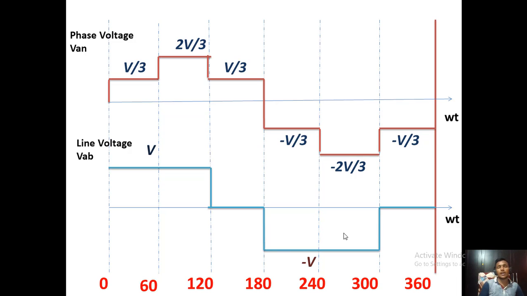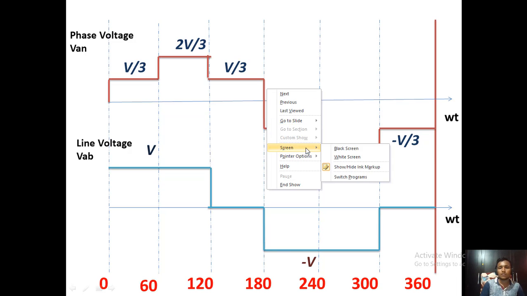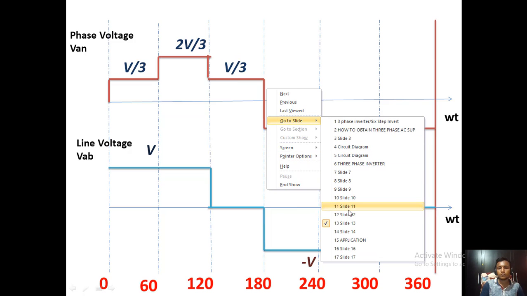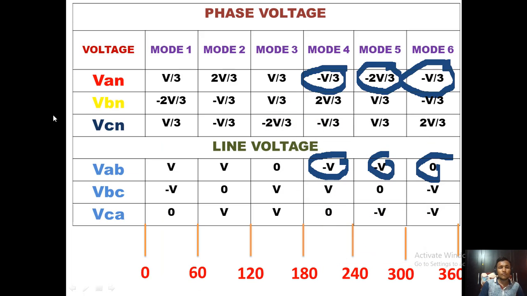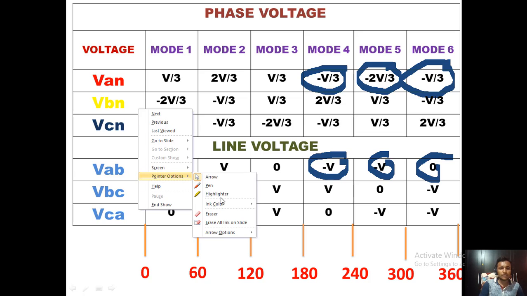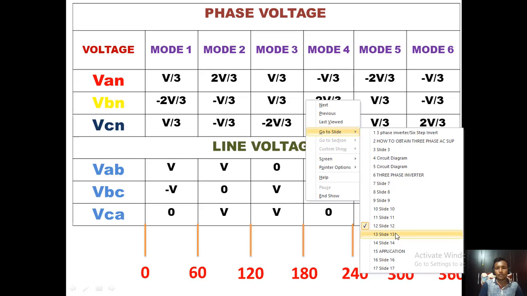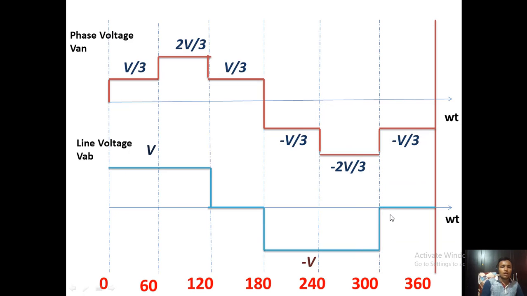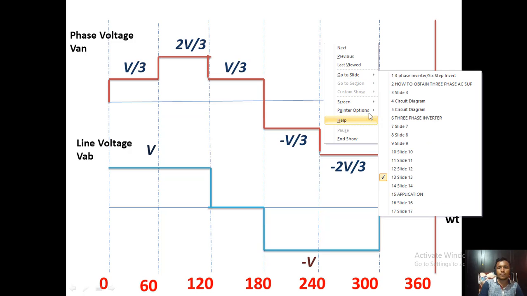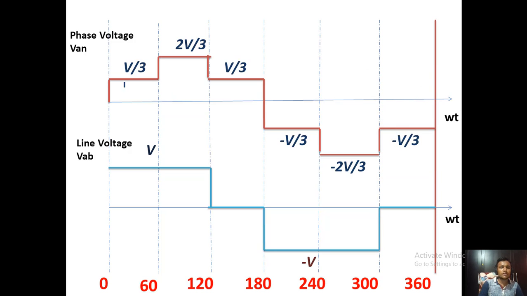So in this way we can draw the waveforms for phase voltage VBN and phase voltage VCN, and line voltage VBC and VCA. So similarly you can draw the waveforms for this. Here you can see the phase voltage is in 6 steps. Okay, that is step 1, step 2, step 3, step 4, step 5 and step 6.